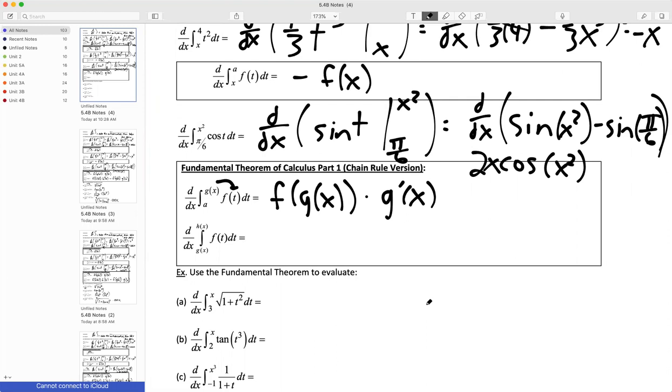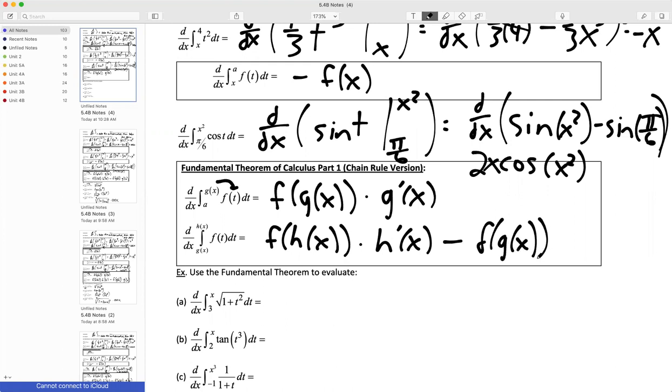Okay, so hold on. I plug this in. So this would be f of h of x times the derivative of both of them, times h prime of x, and then minus. Because it's final minus initial. And then I plug in the g of x, so I get f of g of x times g prime of x.